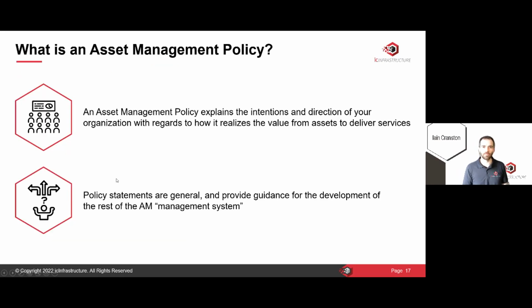Now, when we take that into an asset management context, an asset management policy explains the intentions and directions of our organization with regards to how it realizes the value that we're going to get from our assets and delivering our services. Now, the crux of the policy are around these principle statements, these policy statements. We want them to be guiding things for how we're going to develop the rest of the system. So the rest of this management system, be it all the different processes that we have in place, the different puzzle pieces that come together, the principles are going to help guide the development of that and make sure that we're doing the right things for our organization that are, again, enabling our vision.